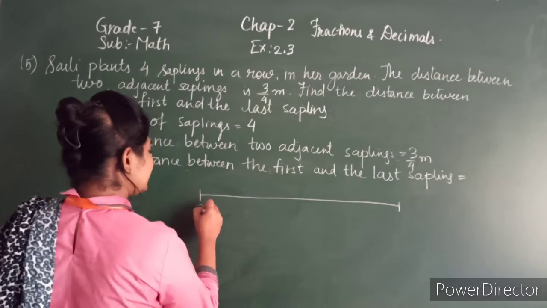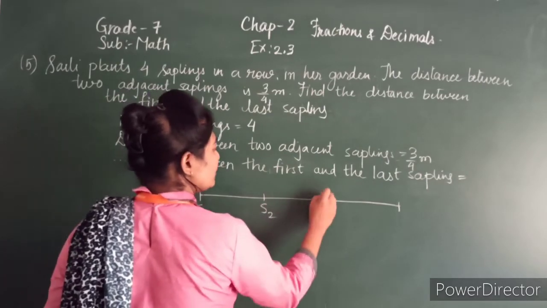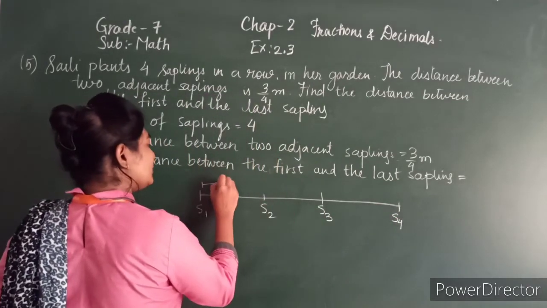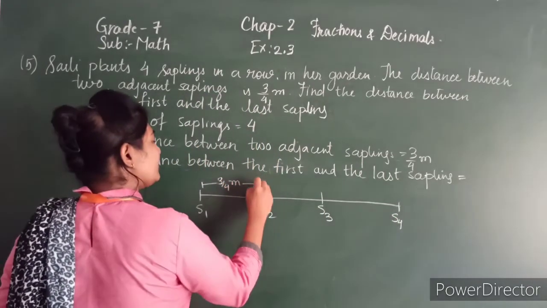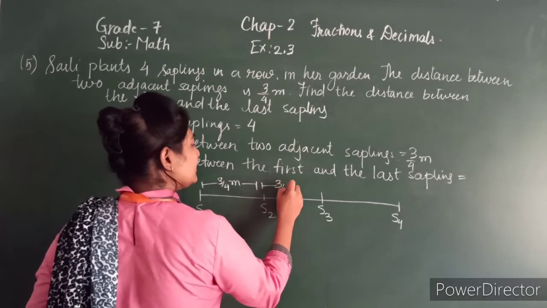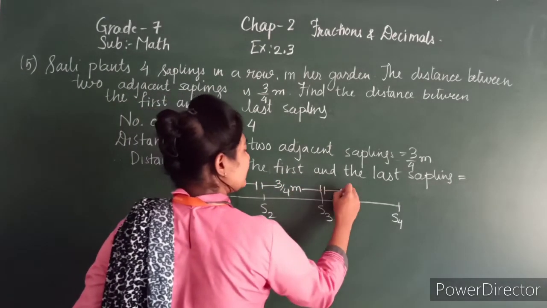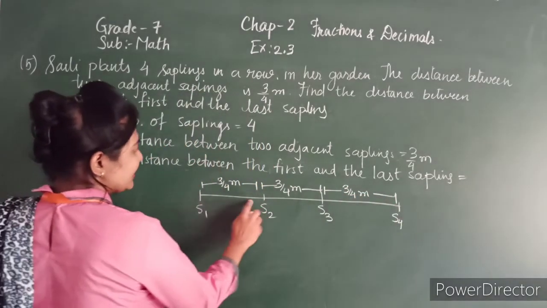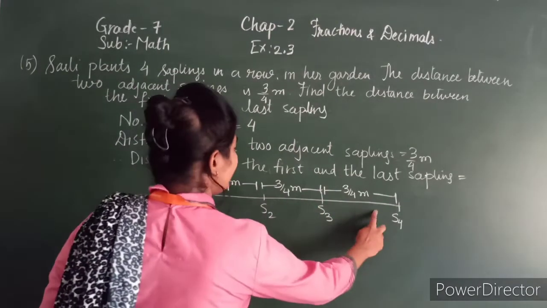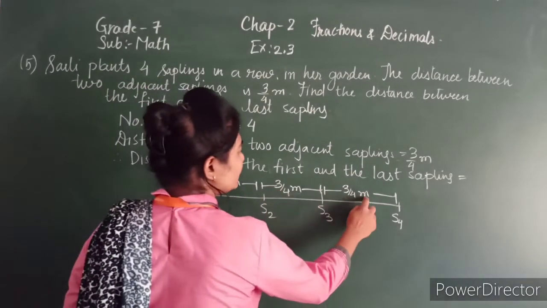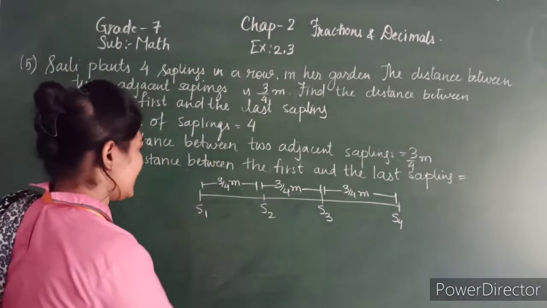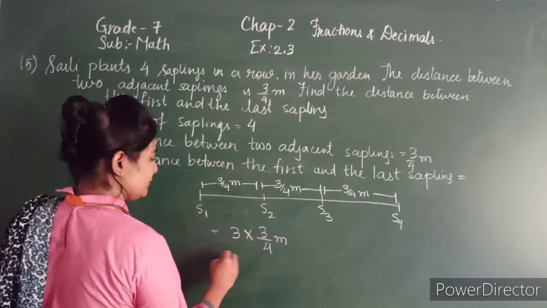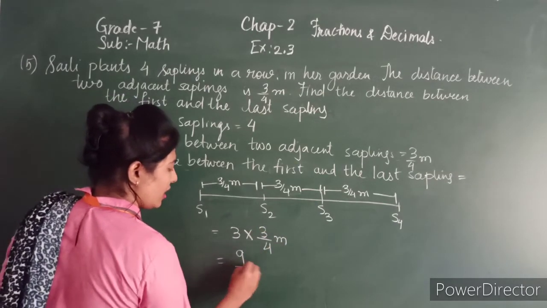draw the saplings. This is sapling 1, sapling 2, this is sapling 3 and this is sapling 4. So here the distance between these two saplings is 3 upon 4 meter. So 3 upon 4, 3 upon 4, 3 upon 4. So 3 times 3 upon 4. We have to write 3 into 3 upon 4 meter. So 3 3s are 9 upon 4.